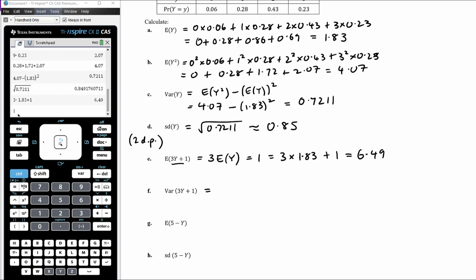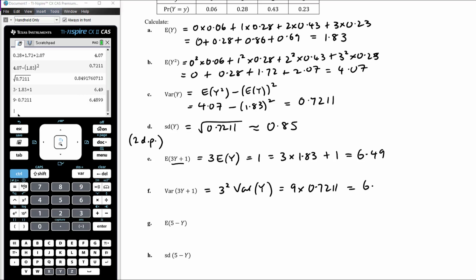The variance of 3 times y plus 1 is going to be 3 squared times the variance of y, which is 9 times 0.7211. 9 times 0.7211 is 6.4899. I think that's exact, yep.